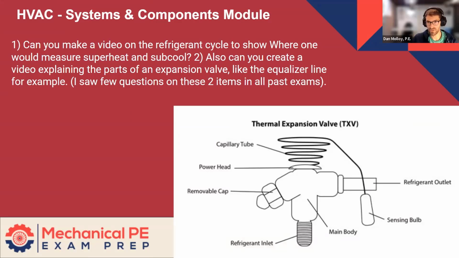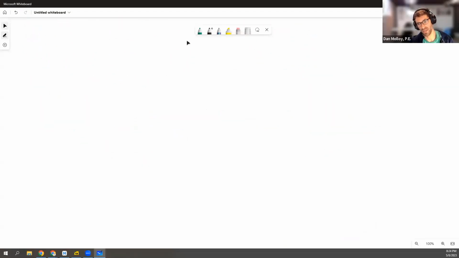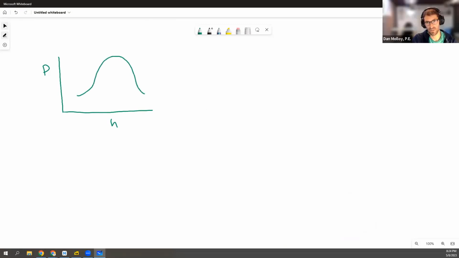Let's start with the first part, which is where would you measure superheat and subcooling? And we're going to do that in two ways. First, let's do it on a pressure enthalpy diagram. And then we'll do it on a schematic. So we've got our vapor dome for our refrigerant, and we've got our entering compressor. Well, actually, it's already interesting, right?